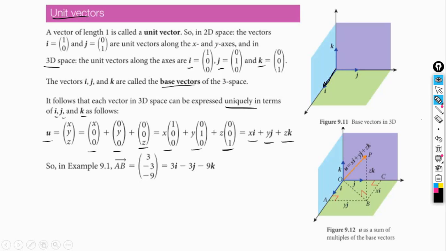So in general, for example, if you have this vector AB, which we looked at in example 9.1, you can simply express it as 3i minus 3j minus 9k. And if you take a look at figure 9.12, you can see an example of u as a sum of multiples of the base vectors. So in general, you can represent any vector as the sum of the multiples of the base vectors.